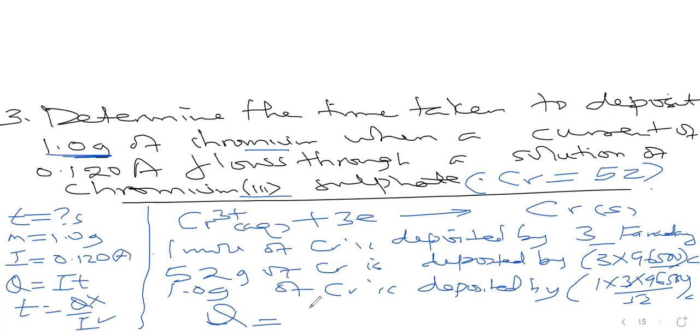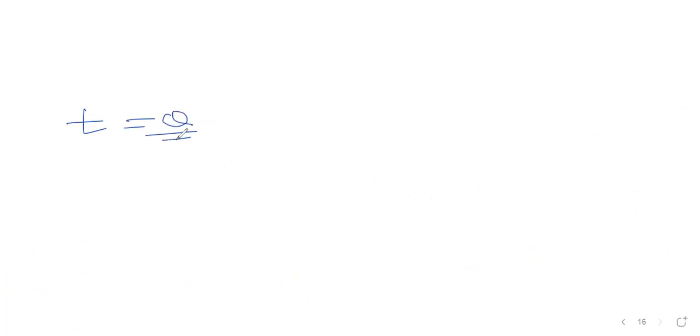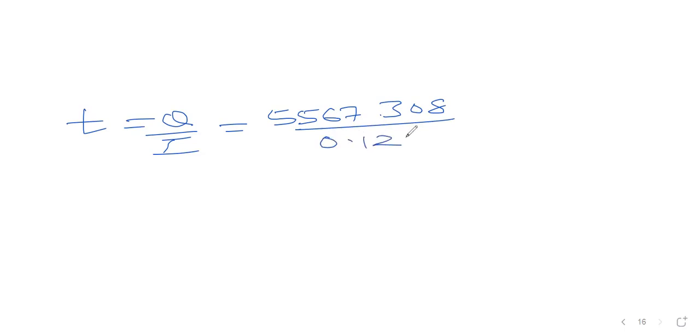The value you get from this is 5567.308 coulombs. You substitute the Q here and get the time. So what will be your time? Time is Q, quantum of charge, over I. The quantum of charge is 5567.308. We have already got that. Divided by the current in amperes, which is 0.120, and the final answer is 46394 seconds. If they want you to convert it to minutes, then convert it to minutes. If they want it in hours, convert it to hours.